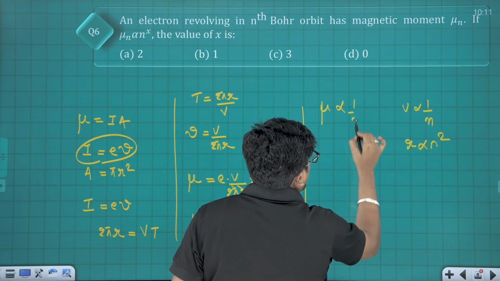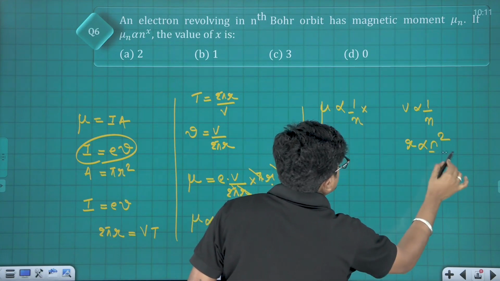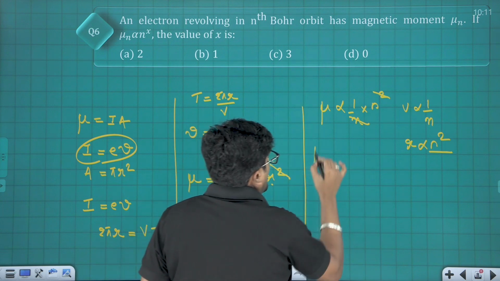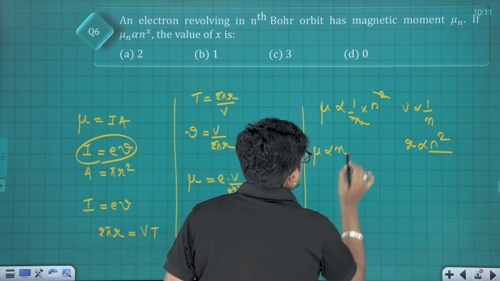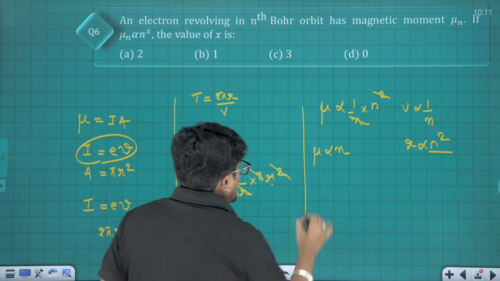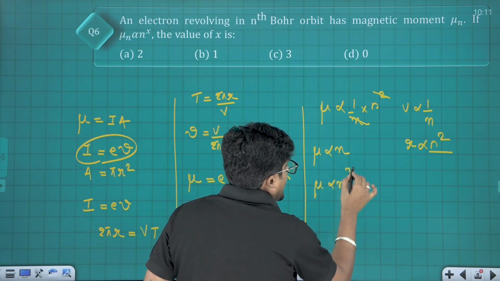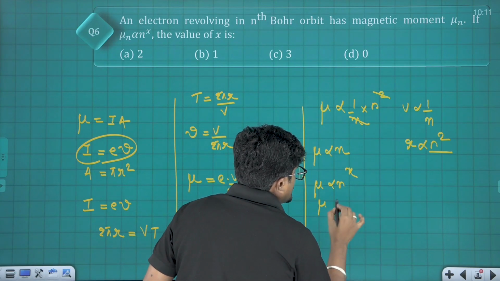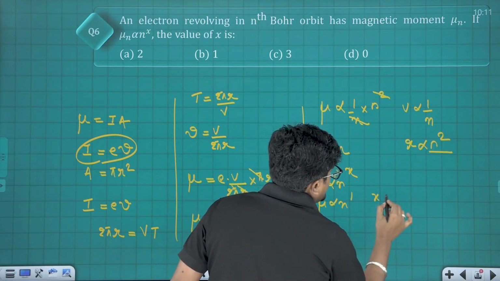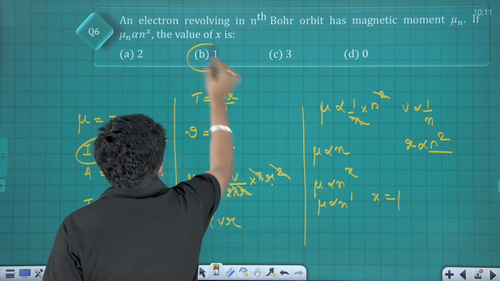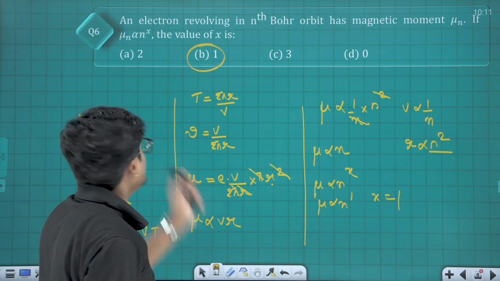So here I can have mu proportional to, instead of v, 1 by n, and here n square. So here this will cancel partly. Now mu is proportional to n. And as per the question, mu is proportional to n to power x, and here we got mu proportional to n to power 1, which means x should be equal to 1. Alright, that means option B needs to be the correct answer in this case.